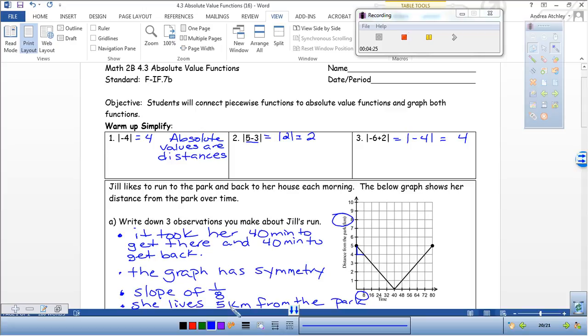Good. This is distance away from the park, so we're getting closer as we're running to the park. Closer, closer, closer. And now we're at the park, so we're 0 miles or kilometers in this case away from the park, and then we're going to run away from it to go back home. She runs 1 kilometer in 8 minutes.